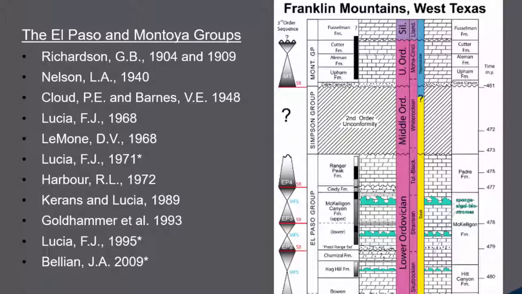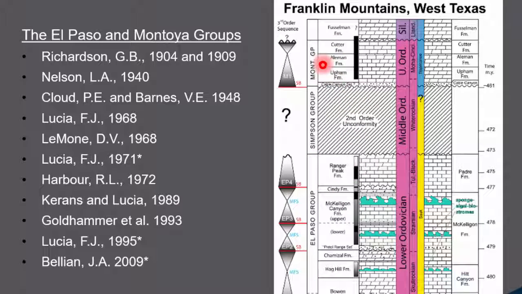My dissertation work was in the Franklin Mountains, and I've got a summarized section here we'll look at today. It's really the lower division in the El Paso group in the Franklin Mountains in El Paso, Texas. The middle division is missing here, so the entire section group is not present, whether it was eroded or never deposited, we don't know, it's just not there. And then sitting directly on top of the El Paso group, you have the Montoya group.